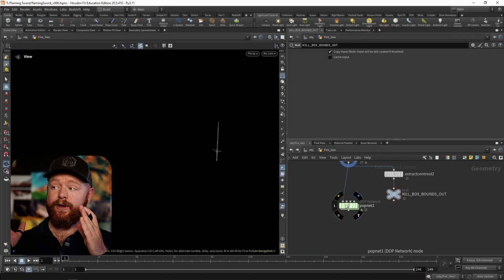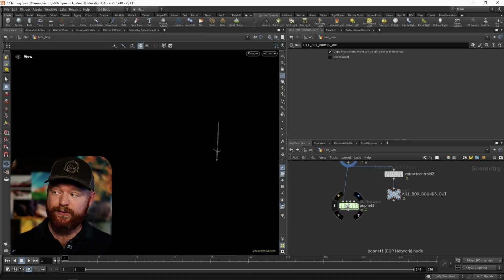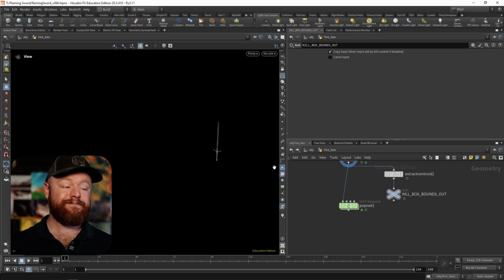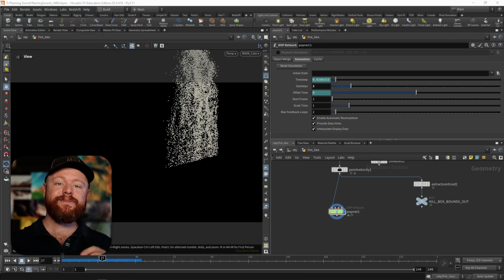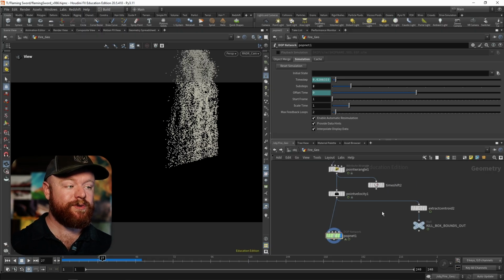Okay, so all of that is to say, now we have a particle sim. That particle sim is there to give us velocity for the Pyro sim. Now the question is, how do we take the orientation of these particles that are animated and get them to stick onto the static sword?